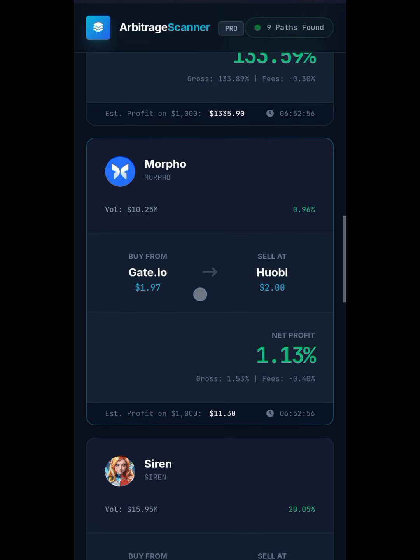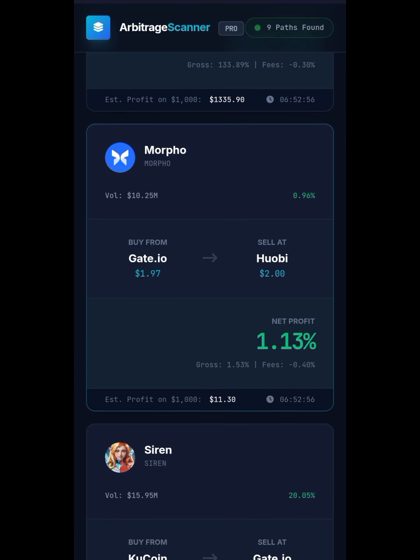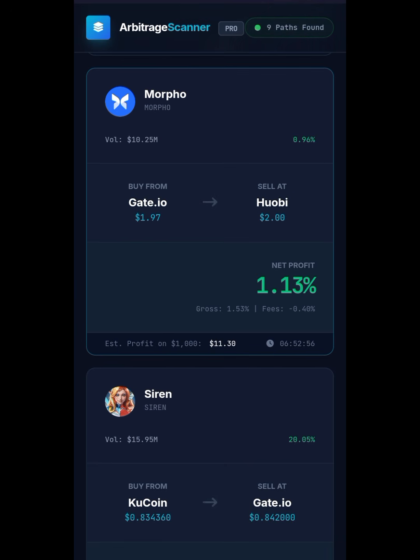The price difference here is $1.97, and you have $2 on Huobi. Gate.io is cheaper, Huobi is more expensive. So you buy on Gate.io and sell on Huobi, basically, right? The price difference here isn't much, but with capital you make money with it. So you have 1.13% net profit on this particular coin.